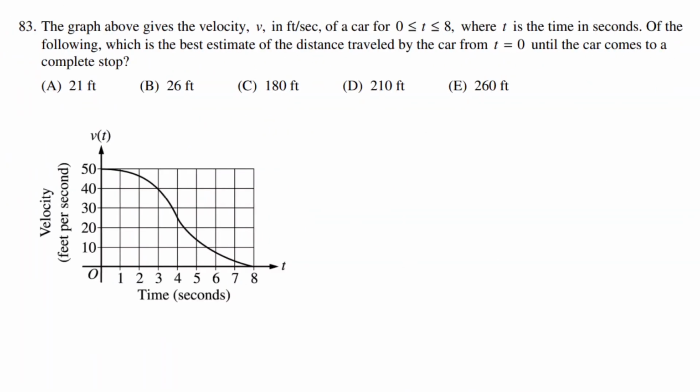Number 83 asks us to find distance, which is the area under the curve of velocity. We count up each of the squares, and it equates to around 21. Remember that the graph goes by tens, so our answer would be 210 feet, D.